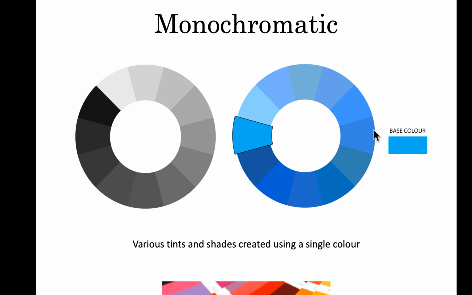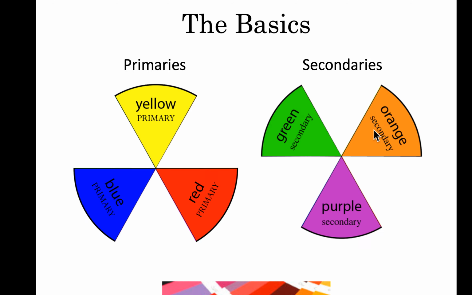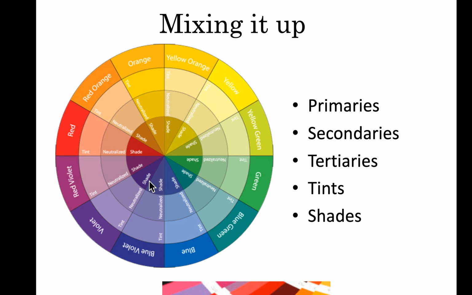So here are our color harmonies once again, or a quick review. The basics, 3 primaries, yellow, blue, red, 3 secondaries, green, purple, orange, created by mixing the primaries. Then mixing our primaries with our secondaries to get 6 tertiary colors. By adding white or removing color, we get our tints. By adding black in both the digital space and inks and pigments, we get our shades.